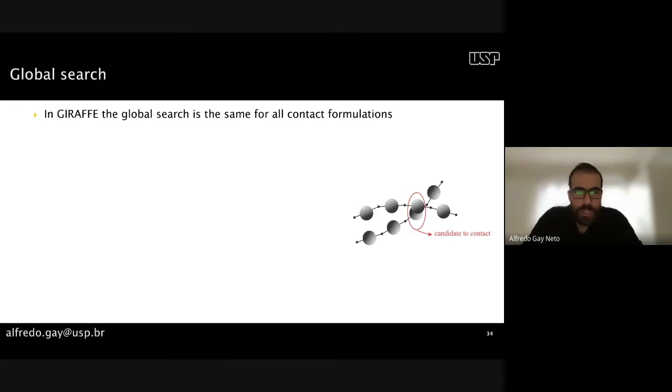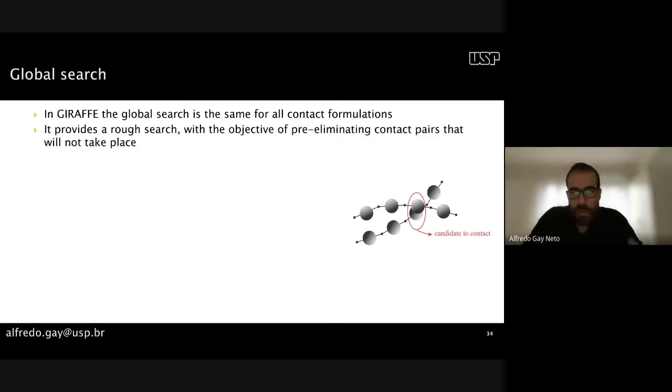So usually Giraffe does what almost every software does for that: a global search based on simple things. For example, you can use overlapping balls or spheres for each region of your mesh, when you think of finite element meshes. Or you can think of more enhanced schemes, for example with bounding volumes of different shapes, not only spheres but boxes and others. The idea is to pre-eliminate contact pairs that will not take place, or that we assume are not prone to take place.